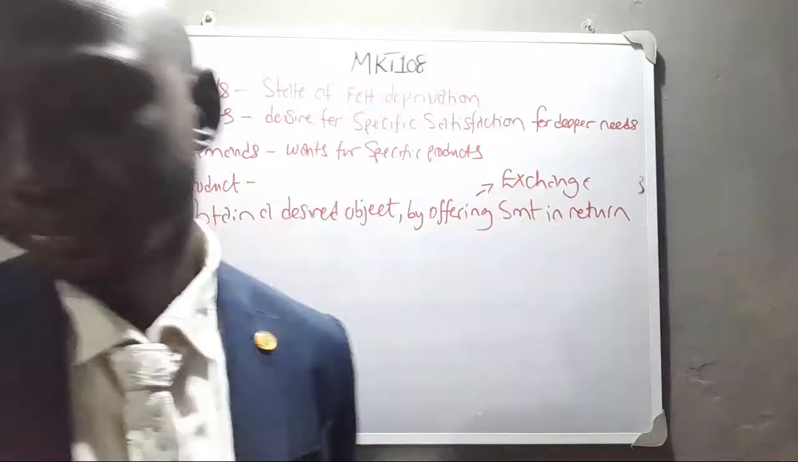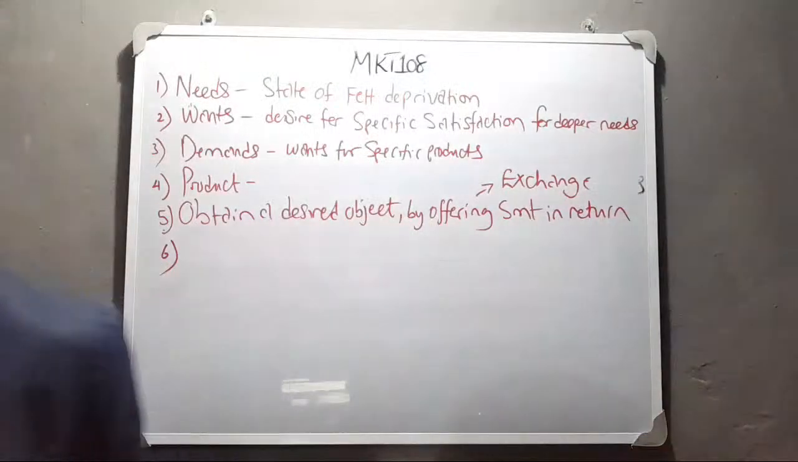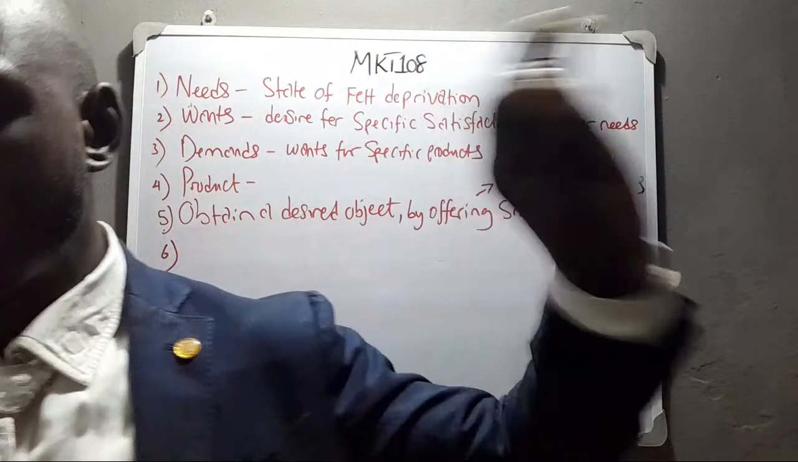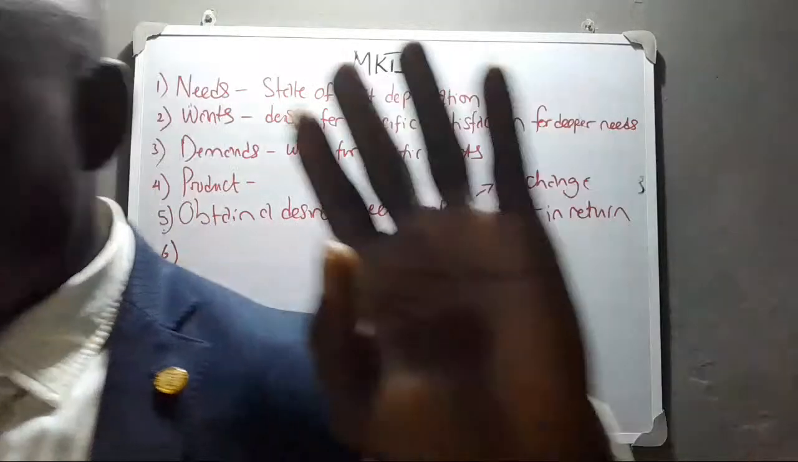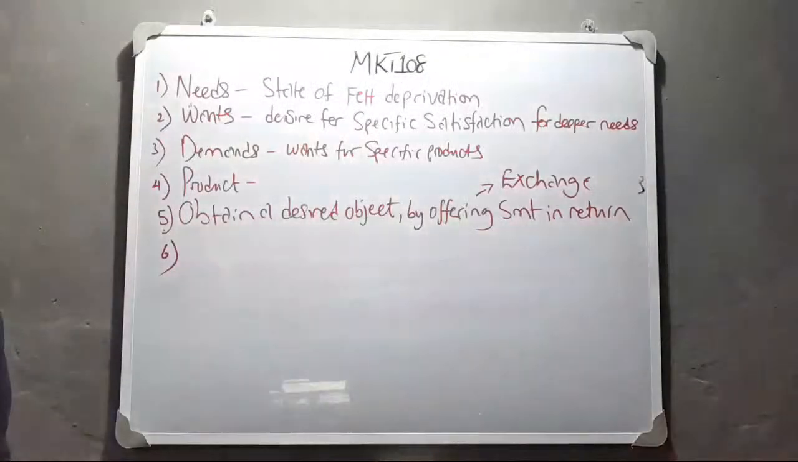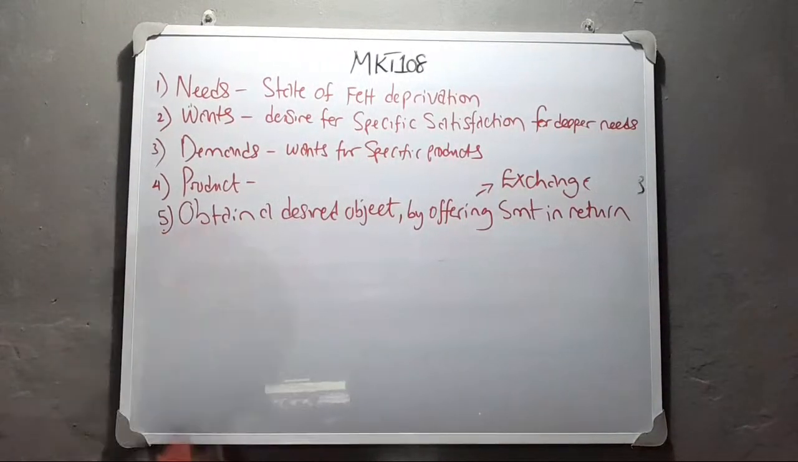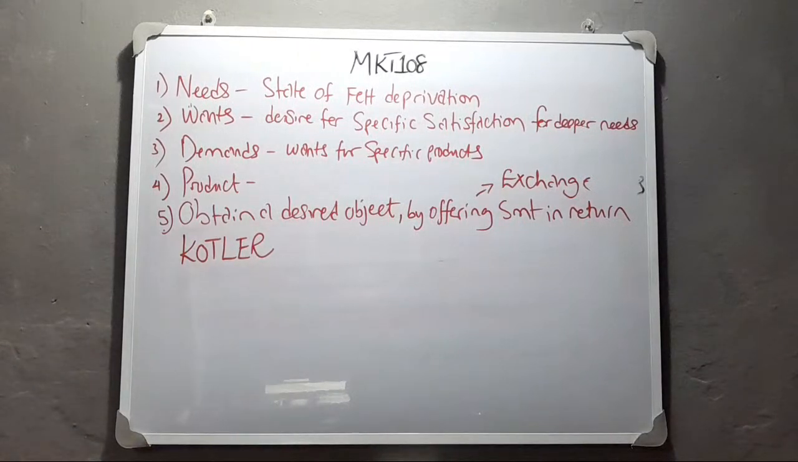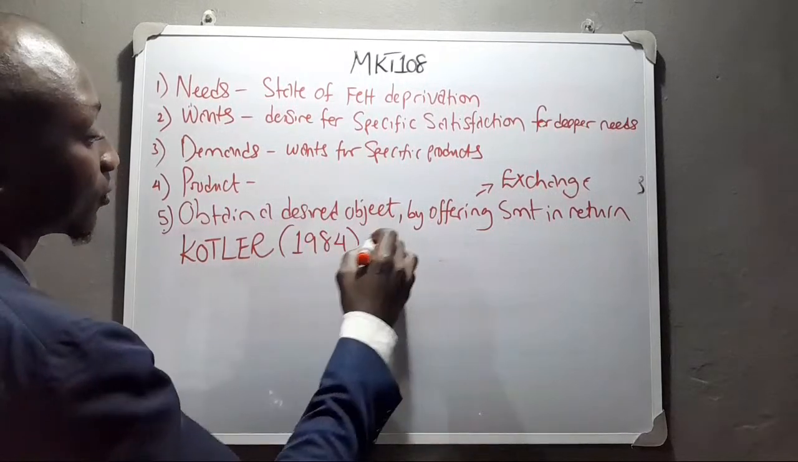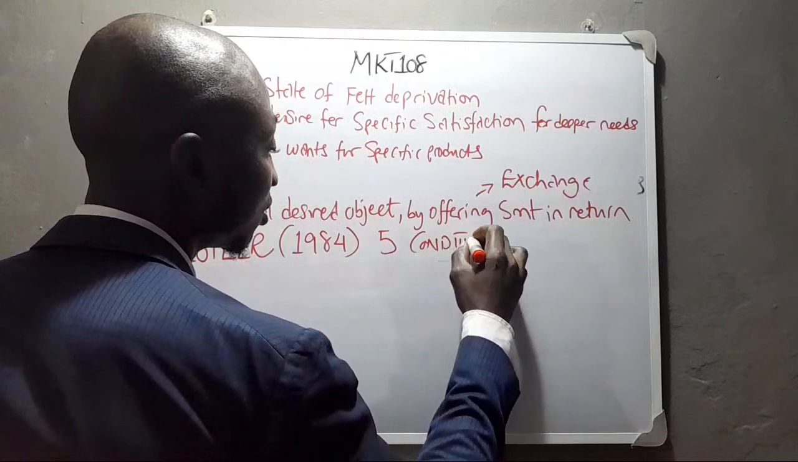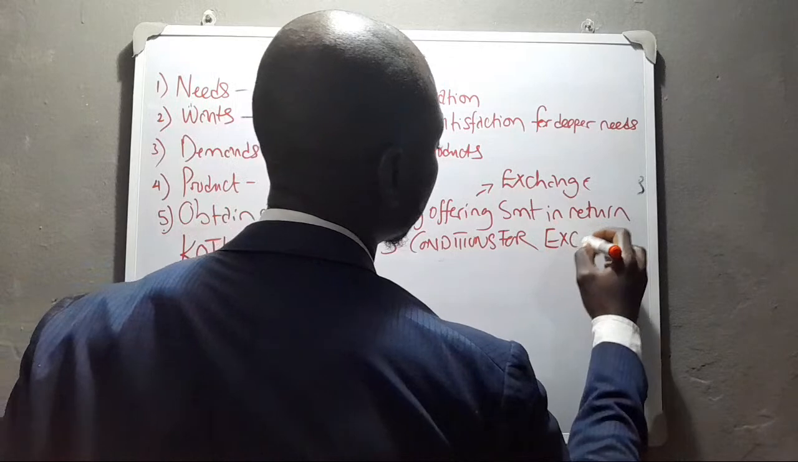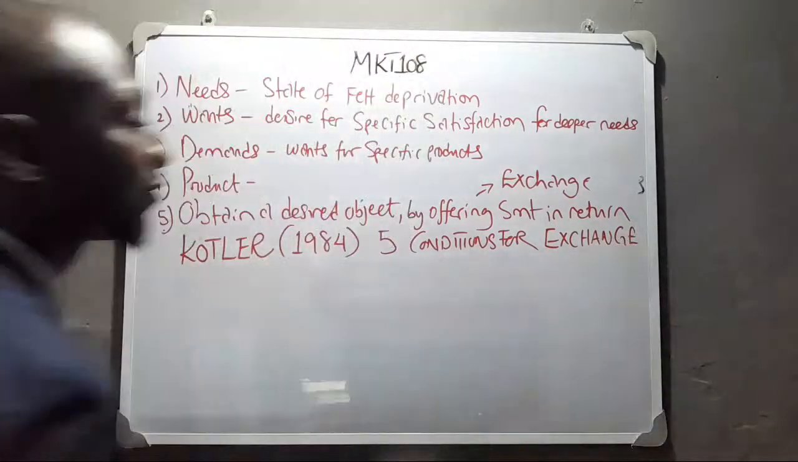So we have number 6. Now, Kotler in 1984 states that for exchange to take place, there must be five conditions satisfied. Five conditions for exchange.